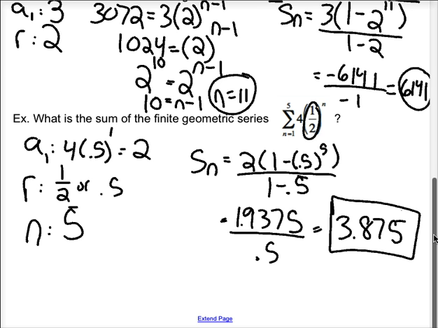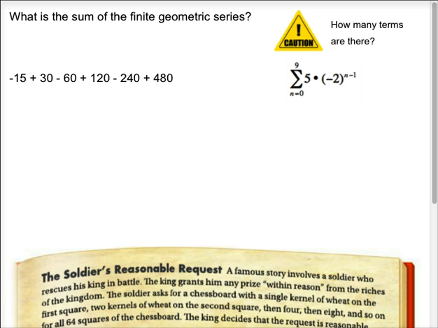All right, so let's keep going so we can get through this, shall we? So again, we're continuing on looking at finite geometric series. So let's take a look. We need A1, R, and we need to find n.